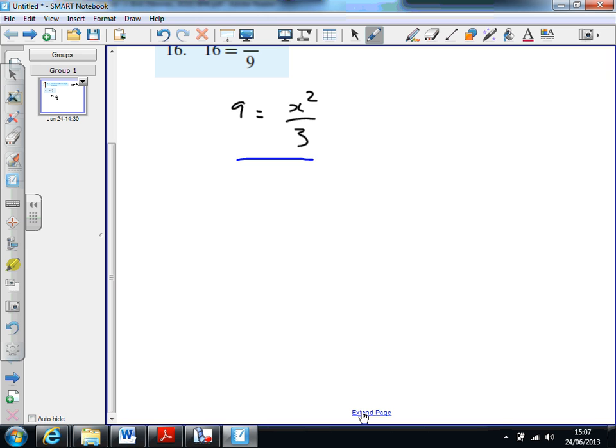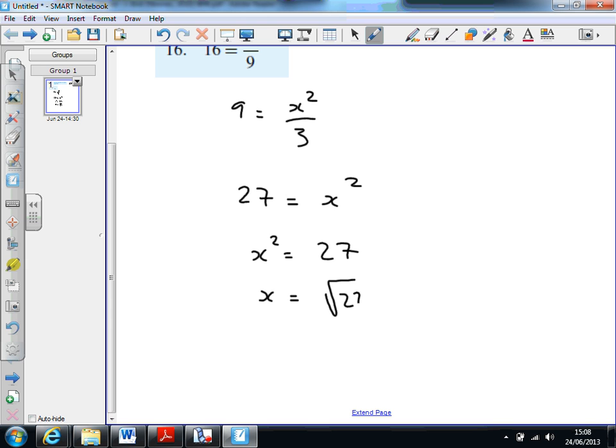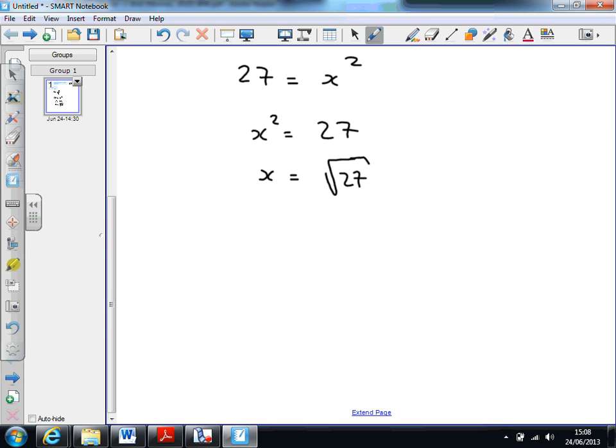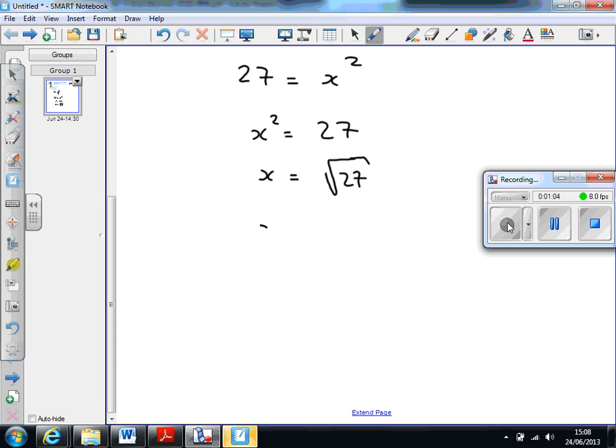So treat it like an ordinary equation initially, get x squared on its own. And so multiplying both sides by 3, I get 27 equals x squared. And then I have to square root both sides. X squared equals 27, so x equals the square root of 27. So you get your calculator out and work out what the square root of 27 is. And it turns out to be about 5.196.